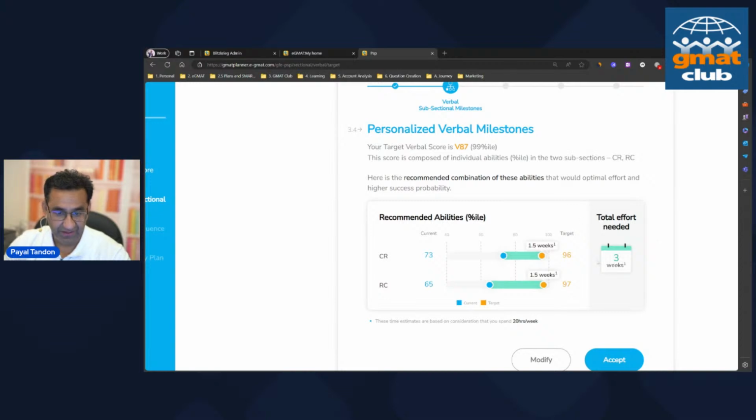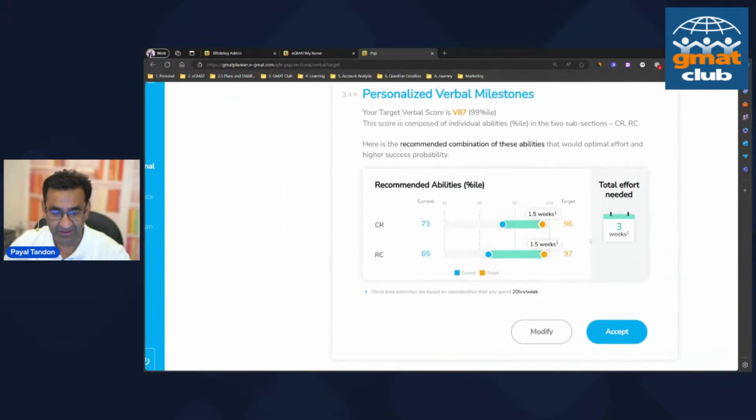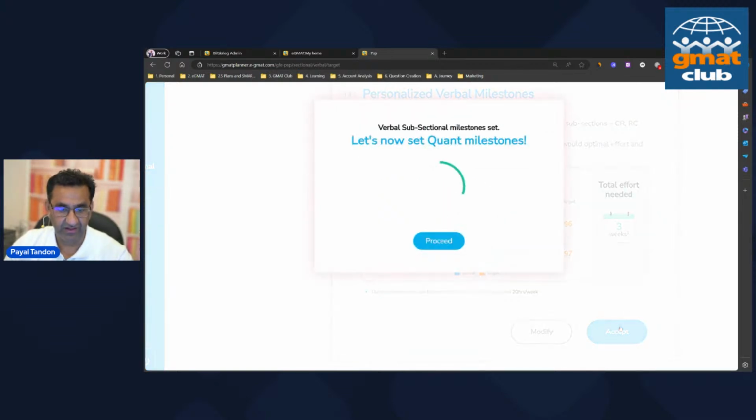So we click on this here, and with this we get your verbal milestones. You get refined time estimates. So this assumes you're spending about 20 hours per week. So 3 weeks is about 60 hours over here, and I'm okay with this because these are good percentiles. If I have to get to 99th percentile, then you definitely have to aim for these percentiles here.